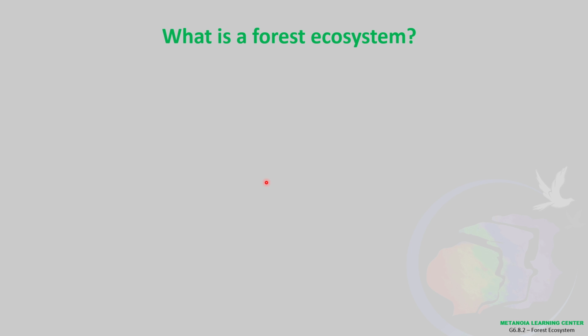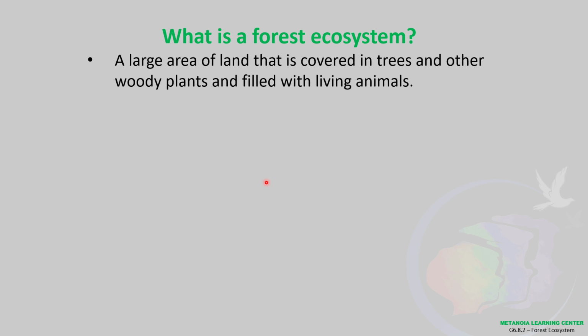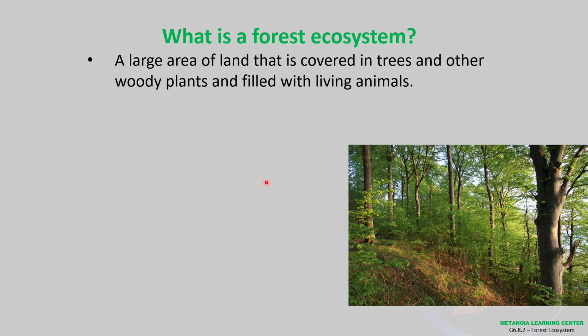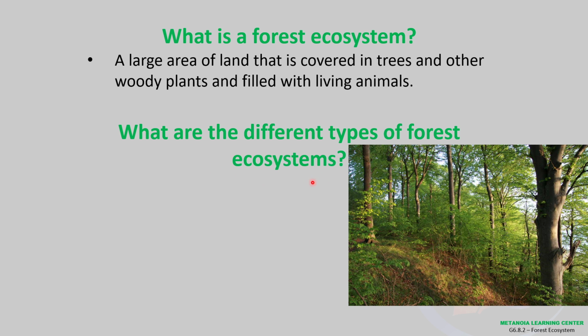So what is a forest ecosystem? Basically, a large area of land that is covered in trees and other woody plants and filled with living animals. Okay? Basically, dapat alam nyo na kung how a forest looks like at your age. So what are the different types of forest ecosystems? Temperate, tropical, and boreal forest ecosystems.